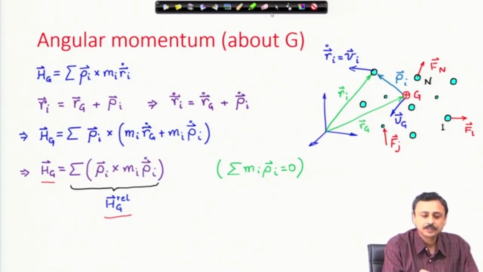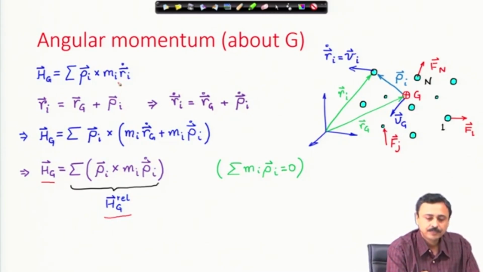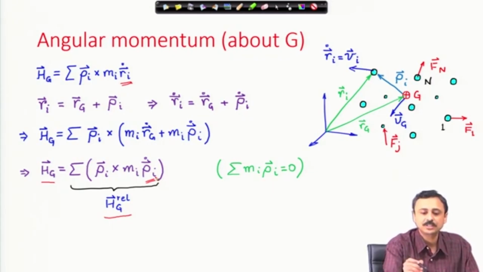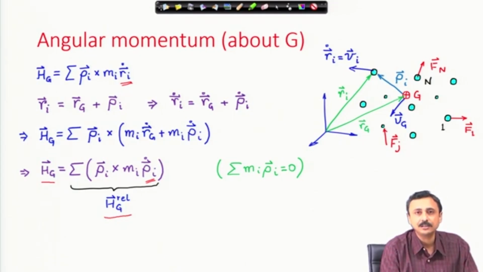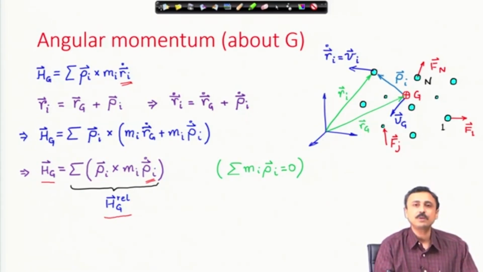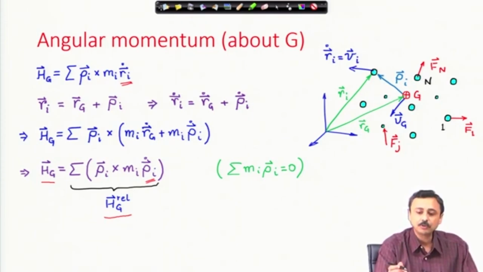You should note a difference here in the definitions of H_G and H_G_rel, that here we have the absolute velocity of the ith particle, here we have the relative velocity of the particle with respect to the center of mass. But finally, these two angular momenta turn out to be equal, H_G and H_G_rel. So, the angular momentum of a system of particles about the center of mass is the same as the relative angular momentum of the system about the center of mass.